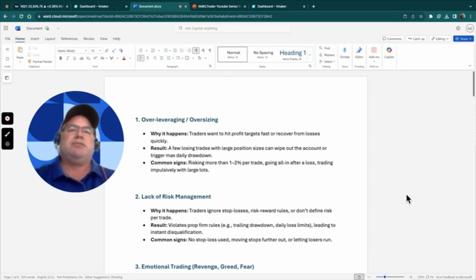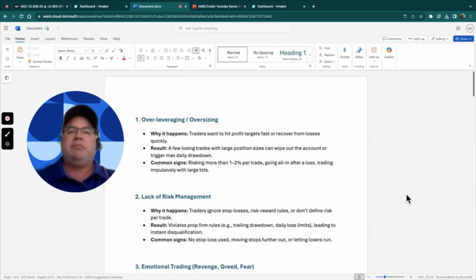Common signs of a lot of this: risking more than 1 to 2% of your account size on a trade, going all in after a loss, trading impulsively with large lots. Trust me, I've done it myself, but this will not allow you to get profitable with a prop firm.